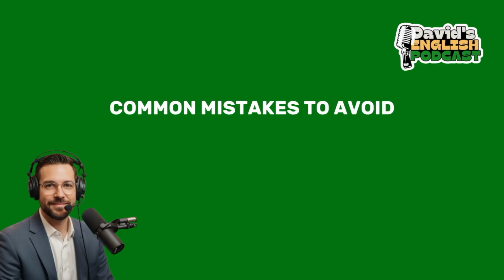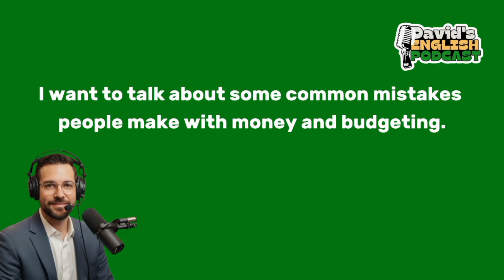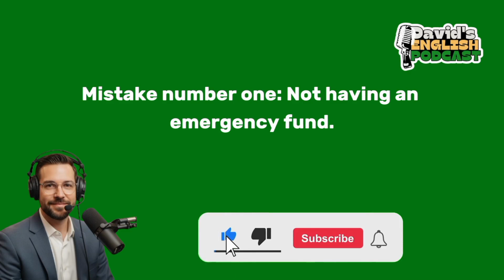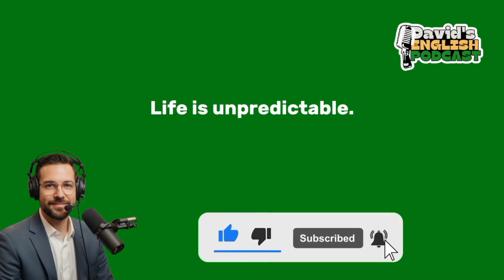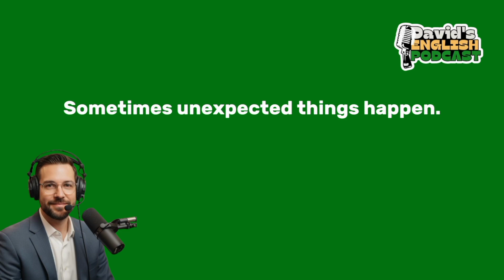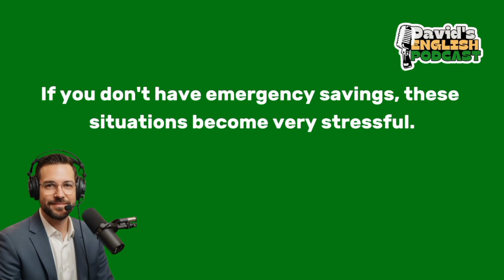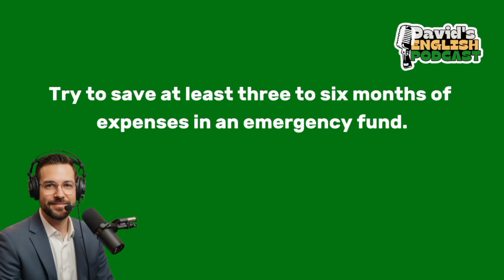Common mistakes to avoid. Before we finish, I want to talk about some common mistakes people make with money and budgeting. Mistake number 1. Not having an emergency fund. Life is unpredictable. Sometimes unexpected things happen. Your car breaks down. You get sick. You lose your job. If you don't have emergency savings, these situations become very stressful. Try to save at least 3 to 6 months of expenses in an emergency fund.